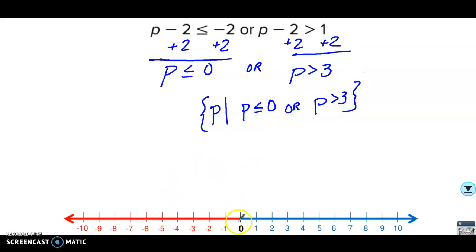We know p is less than or equal to 0, so colored dot at 0. And we want to show values less than 0, so we shade to the left. P is also numbers greater than 3, not greater than or equal to those. So we do an open circle at 3, and we shade to the right.